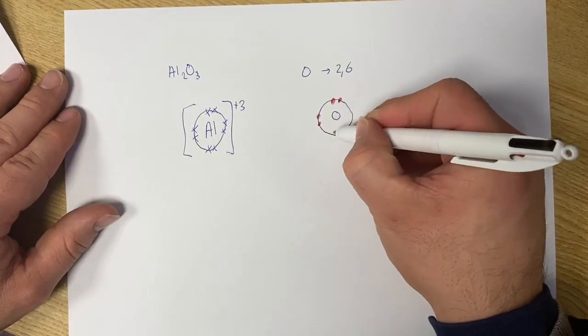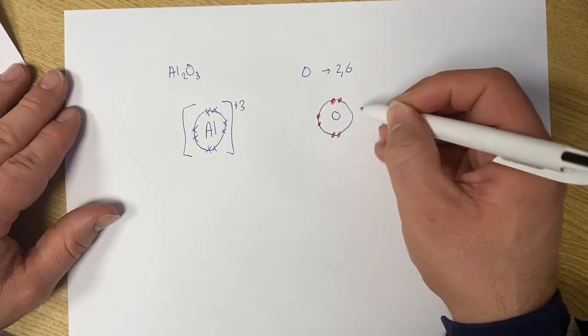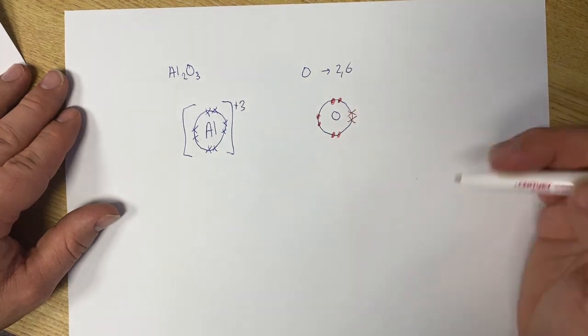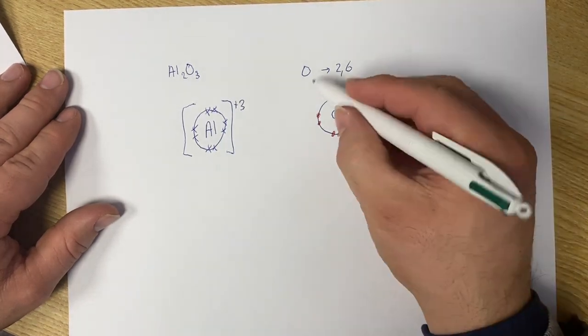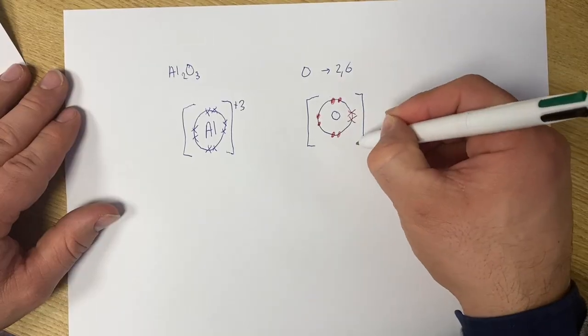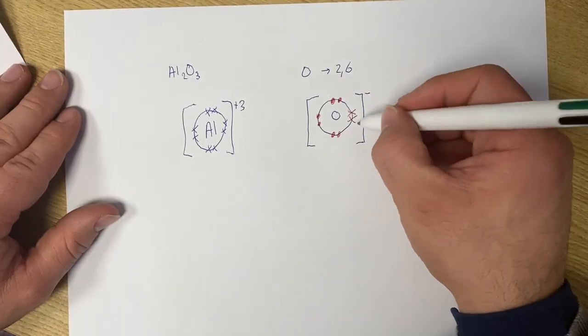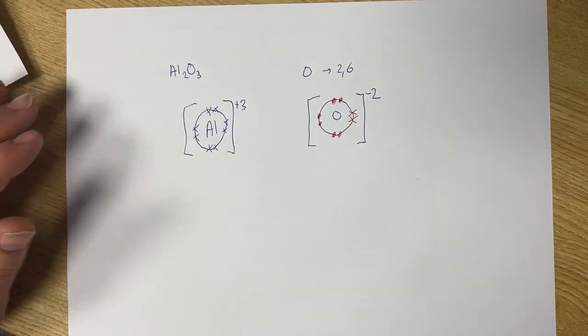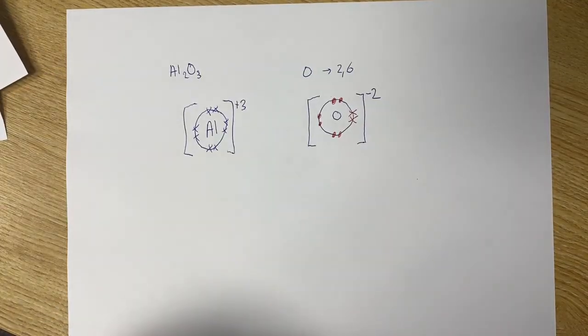And it's the same question. How many do I need to draw to add up to 8? So I then draw 2 crosses. Put it in square brackets. Don't ever forget the square brackets. It's important, a really simple mistake to make. And it's always minus the number of crosses, which in this case is 2. So that's the pattern of how you work out ionic bonds.